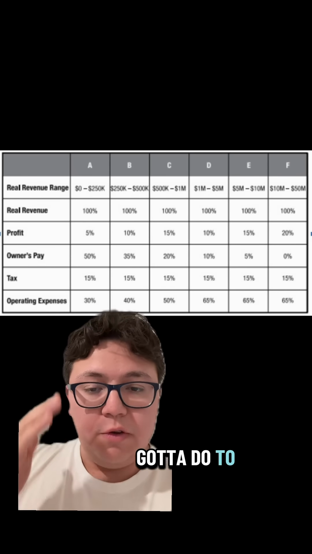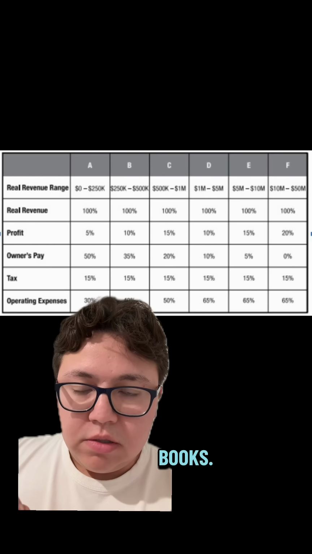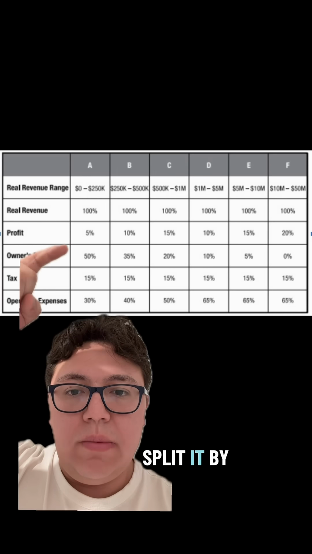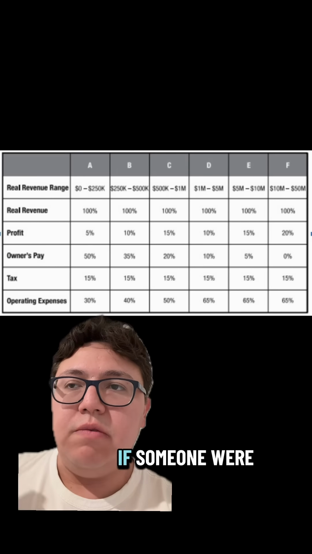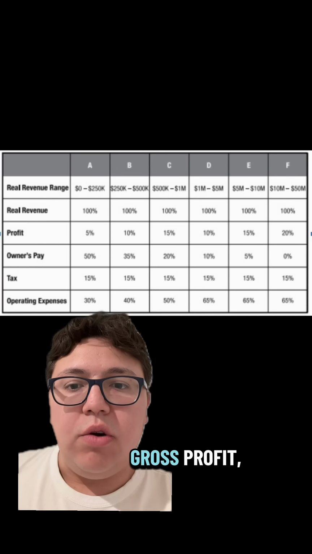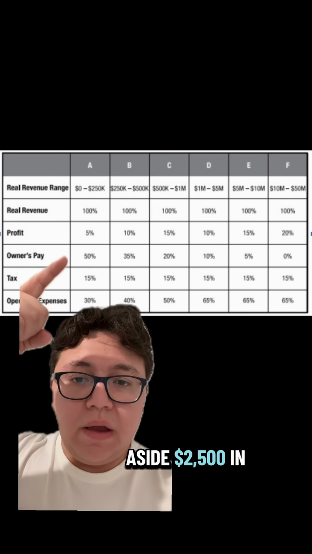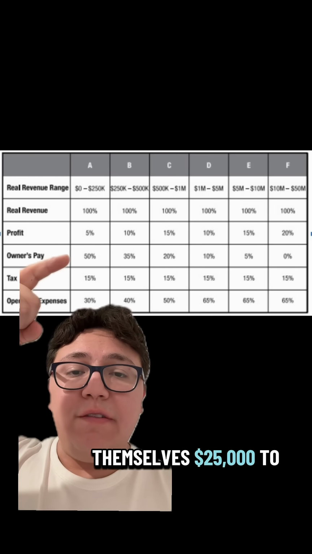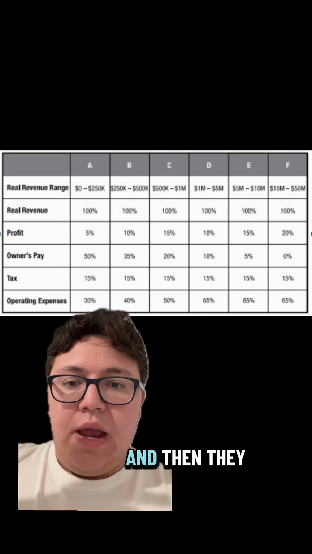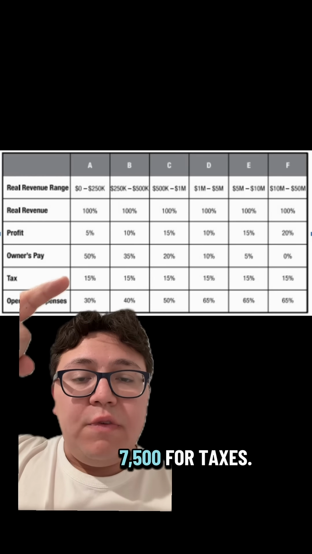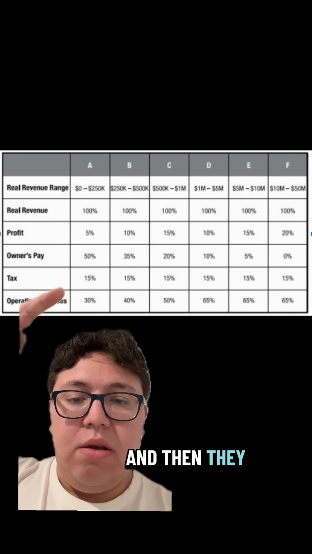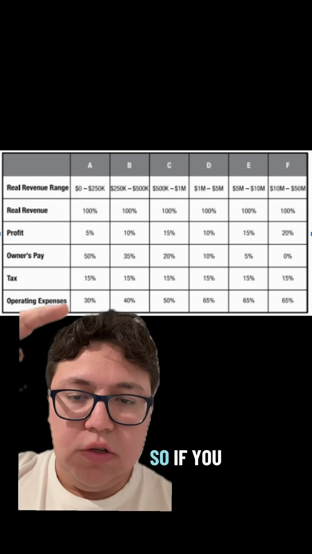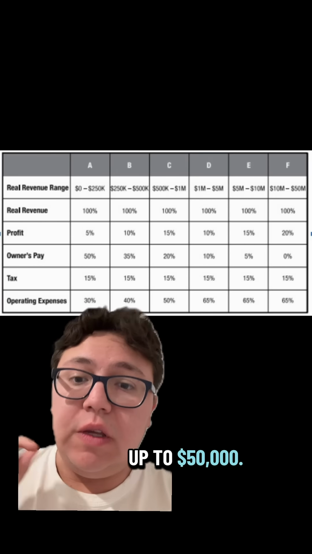Now, all you got to do to figure this out for your business is do your books. Whatever that gross profit is, that is your real revenue. And so then you take that and you just split it by these percentages. That's it. So if someone were making $50,000 in gross profit, they would set aside $2,500 in profit, or that bonus. They would pay themselves $25,000, and then they would set aside $7,500 for taxes, and then they would set aside 30% or $15,000 for operating expenses. So if you add all of that up, that should add up to $50,000.